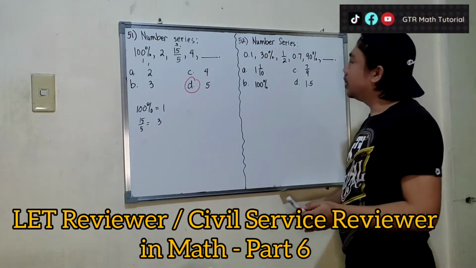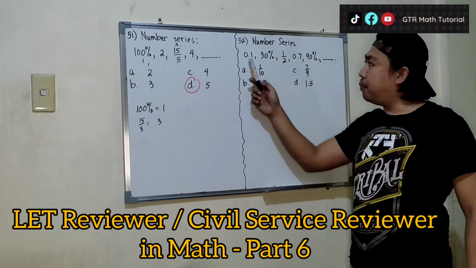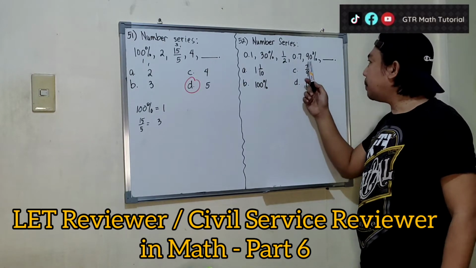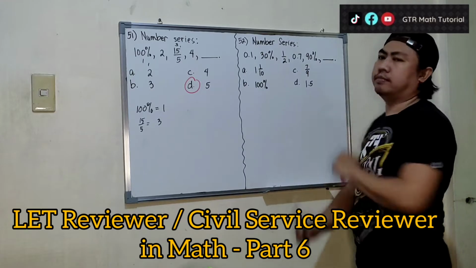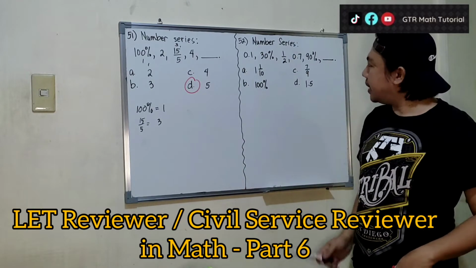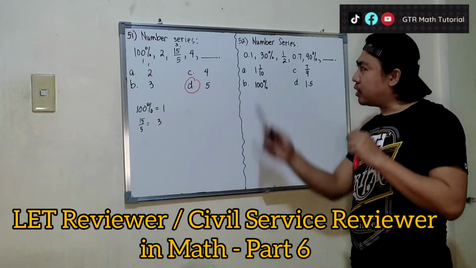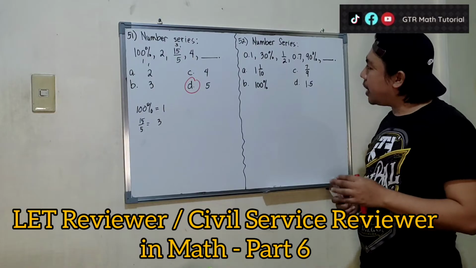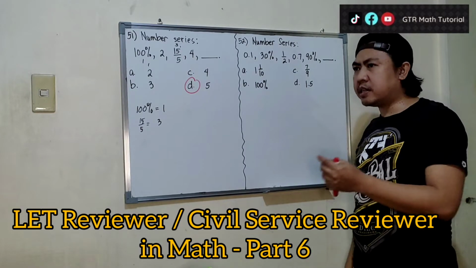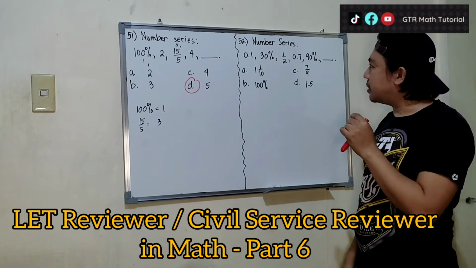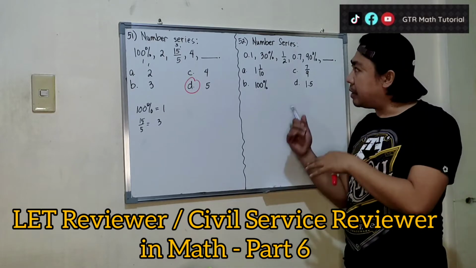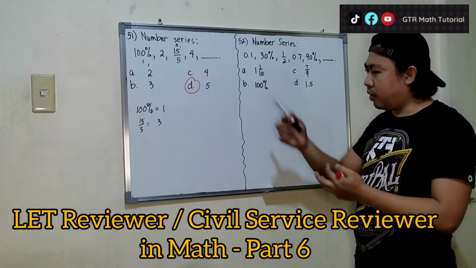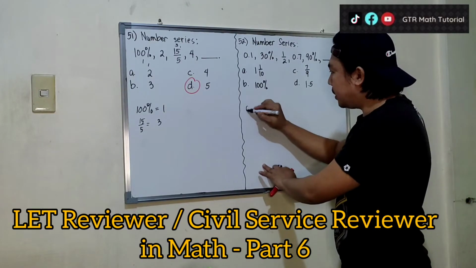Okay, number 52. So we have number series. So we have 0.1, 30%, 1/2, 0.7, 90%, and then blank. So ano yung kasunod? So kagaya kanina, simplify lang natin. Dahil magkakaiba, meron tayong decimal, may percent, may fraction. So simplify natin, gawin natin pare-parehas. Pare-parehas percent, pare-parehas decimal, or pare-parehas fraction. So syempre pinakamadali, decimal na lang lahat. Okay, so we have 0.1. So, okay na siya.